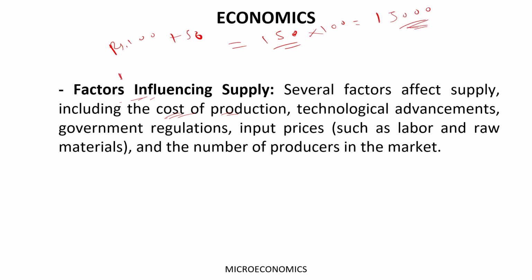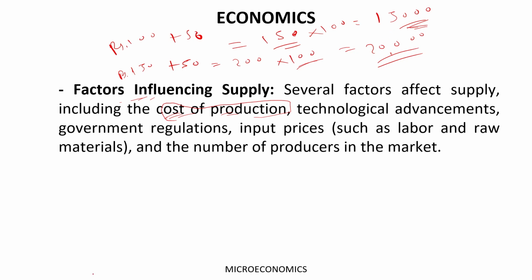But due to some reasons, the cost has increased to 150. Again, the profit is rupees 50, so the price becomes 200, multiplied by 100 units. Now 20,000 is the total value of goods to be supplied by him. So the cost of production affects the supply, as I have shown you here.